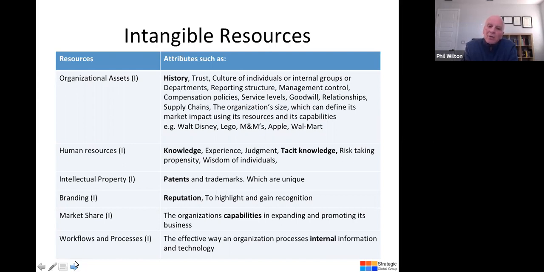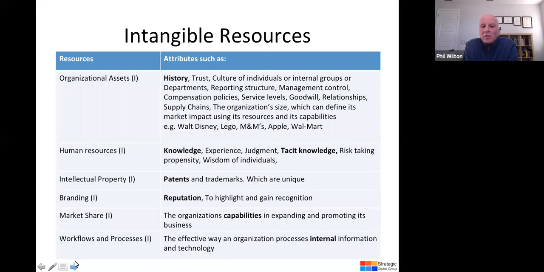Patents are an intellectual property, as are trademarks, and that's a pretty obvious intangible resource. Once you own them, you've got them. Branding is good for reputation, and we're going to look at a couple of examples of what that means in the next few slides. And market share. Market share is how you organize the capabilities within your organization. So you heard me say resources and capabilities. How you manage your resources and capabilities allows you to expand or promote your business into a market share.